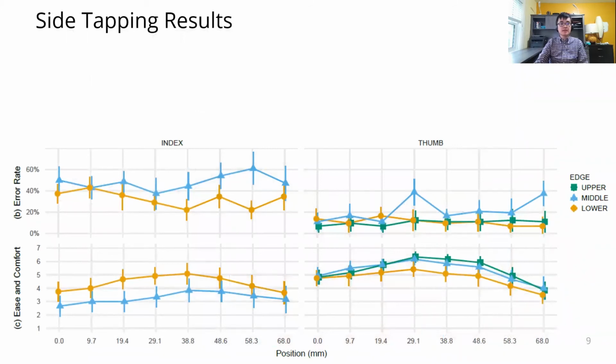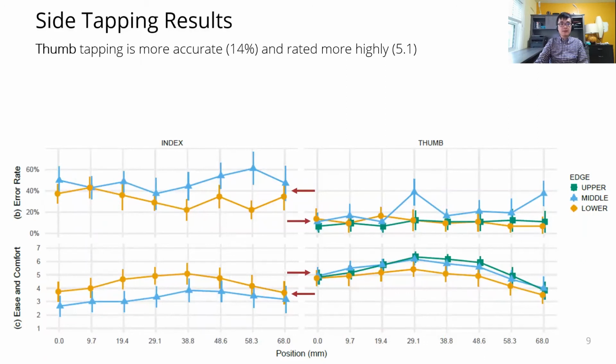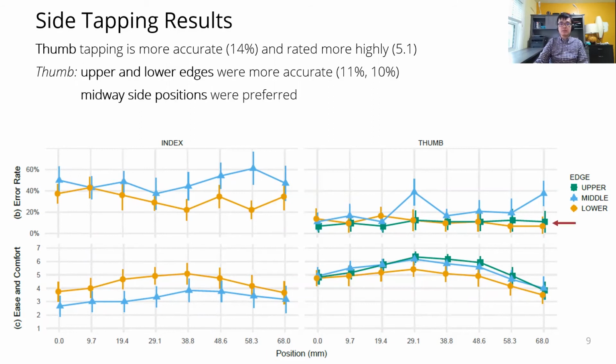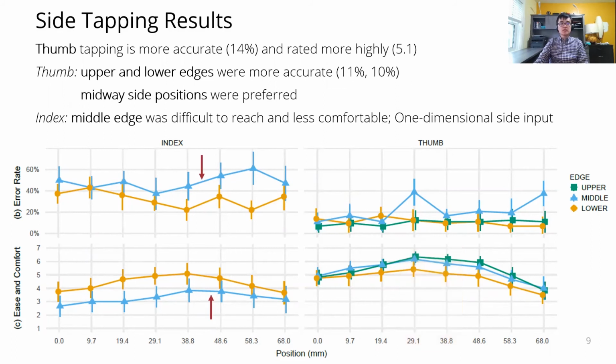Here we show the performance and preference ratings of the side tapping results. Overall, thumb tapping is more accurate and more preferred than the index. It may be due to greater dexterity with the thumb. When using the thumb, the upper and lower edges were more accurate. This is likely due to tactile feedback on the edge. Midway side positions were preferred since they were closer to a rest position. When using the index, the middle edge was difficult to reach and less comfortable. Therefore, one-dimensional side input may be more suited for the index.